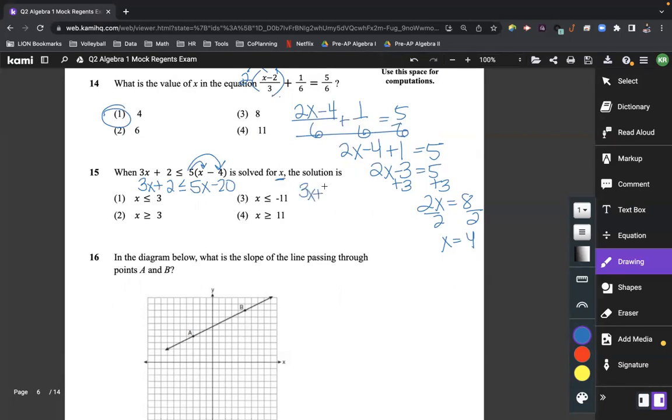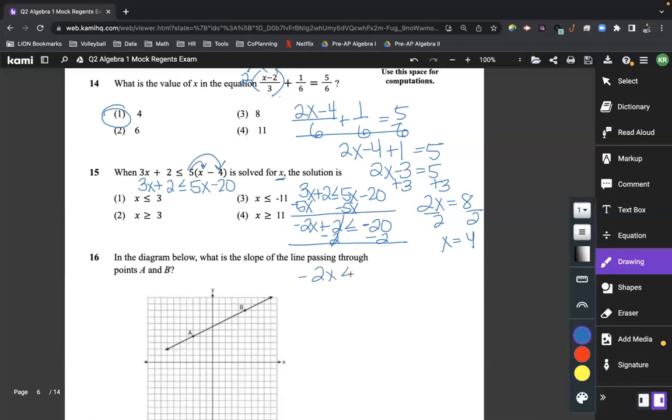So I'm going to continue over here. So if 3x plus 2 is less than or equal to 5x minus 20, I'm going to go ahead and subtract 5x from both sides. Now, subtracting does not make my sign flip. It is only multiplication or division. Negative 2x plus 2 is less than or equal to negative 20. I'm going to go ahead and subtract 2.